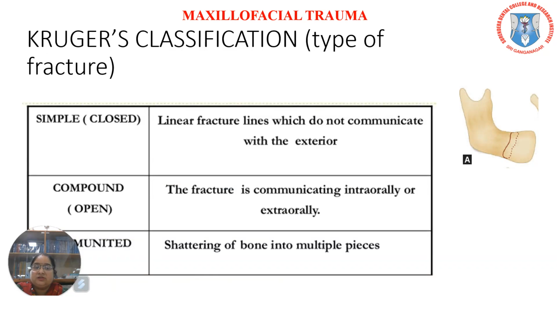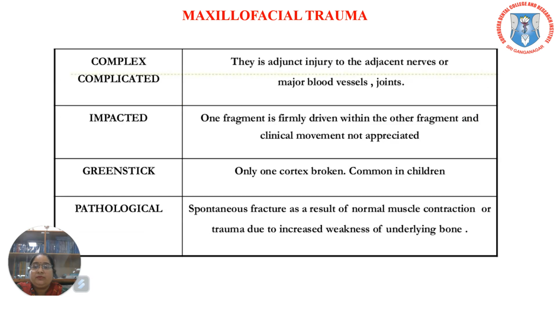Kruger has given a classification for dividing the mandibular fracture into various types. Simple or closed fracture is a linear fracture line which does not communicate with the external environment. Compound fracture, that is open fracture, is communicating intraorally through the mucosa or extraorally through the skin. Comminuted fracture is when the bone shatters into multiple pieces.